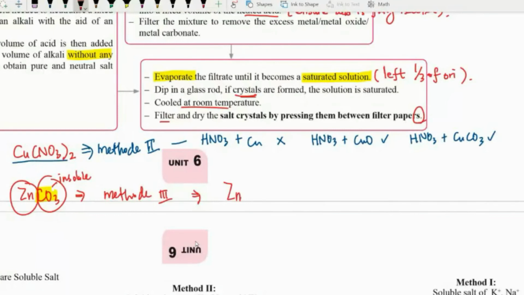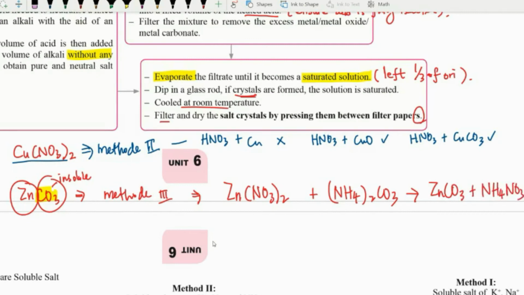Zinc nitrate, right? Or choose zinc nitrate. And then for carbonate, we choose a sodium, potassium or ammonium salt. Like say you choose ammonium, since in the examples just now we didn't choose ammonium. So ammonium carbonate. You form the zinc carbonate with ammonium nitrate.